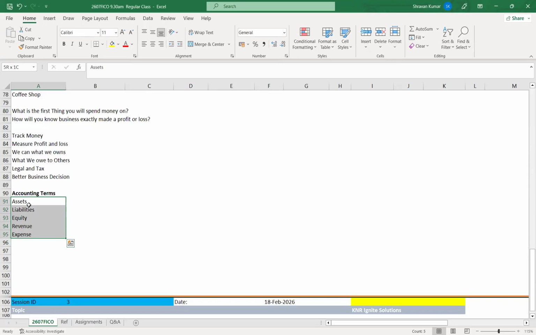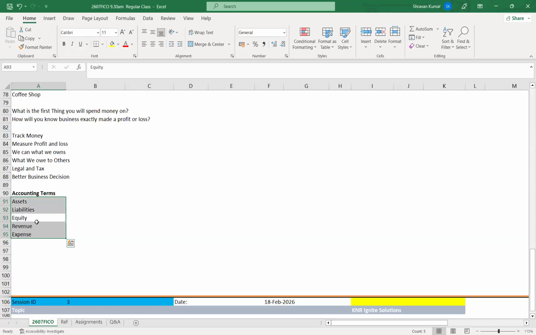So whenever any transaction is posted, the system will ultimately impact one or more of these five accounting elements. That's why before learning SAP FICO, we must understand these accounting concepts. Once these concepts are clear, understanding SAP posting becomes much easier because you will know why the system records a transaction the way it does. In the upcoming classes, we will see how SAP automatically captures these transactions and keeps the accounting records accurate.